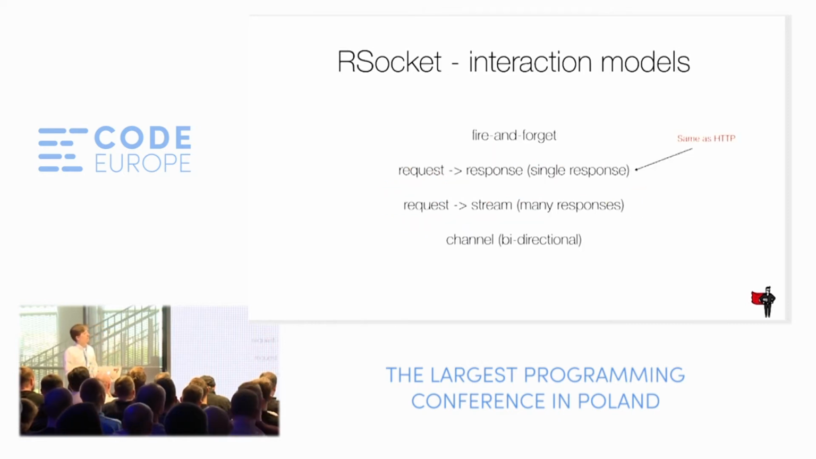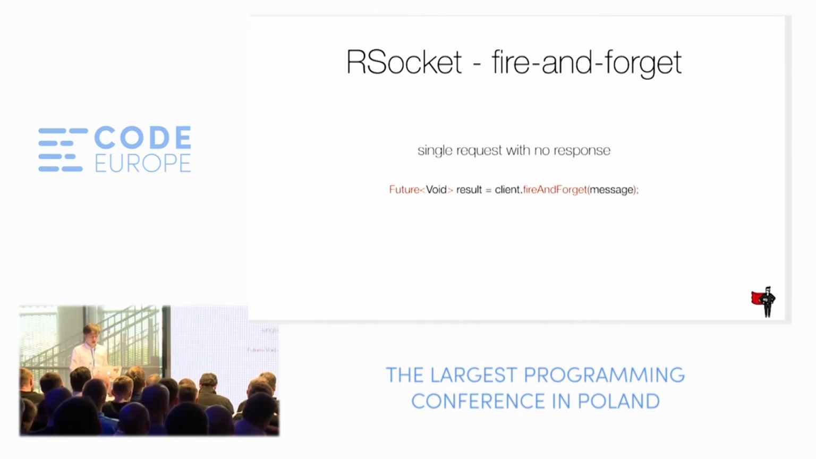What is more, it provides 4 interaction models. HTTP provides request-response. Using WebSocket, we can have streaming, but RSocket provides 4 of them built into the protocol. It provides fire-and-forget. It provides request-response. It provides request-stream, and it also provides channel, bidirectional communication. So we can take a look in detail.